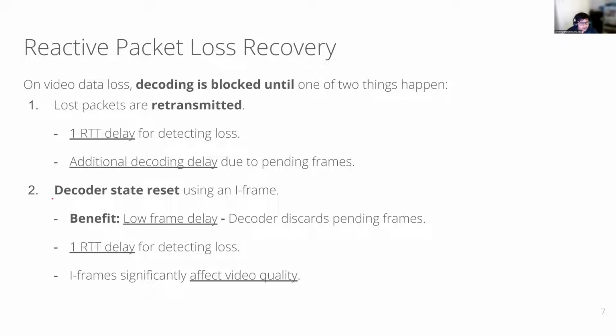The second approach for recovering from packet loss is decoder state reset using an I-frame, or an IDR frame to be specific. The benefit of this approach is that the frame delay is very low because once it receives an IDR frame, it does not need to catch up to the pending frames and can simply discard that data and display the latest frame. But even this approach incurs a one round trip delay because of loss detection. And the other downside of this approach is that I-frames significantly affect the video quality.